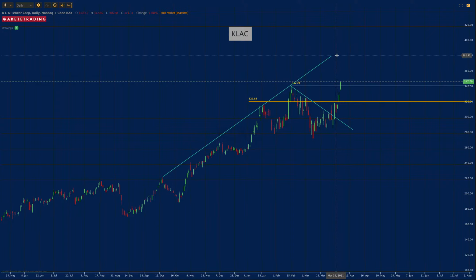Now look, on this KLAC, for those that are in it and took the trade, you can still get to this 380 line. There's plenty of room here for this to get to. And I'm going to show you Lam Research in a little bit, and you can see how Lam Research even flipped their line. That shows you that semis are really strong.